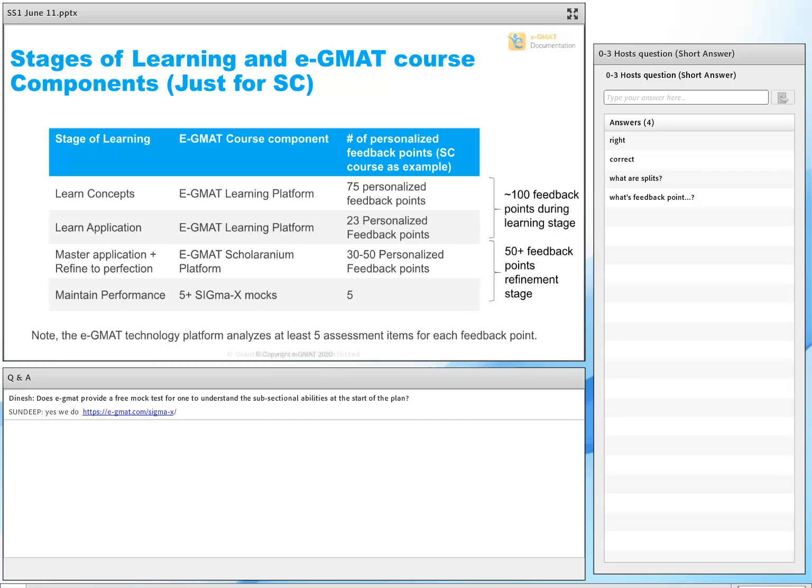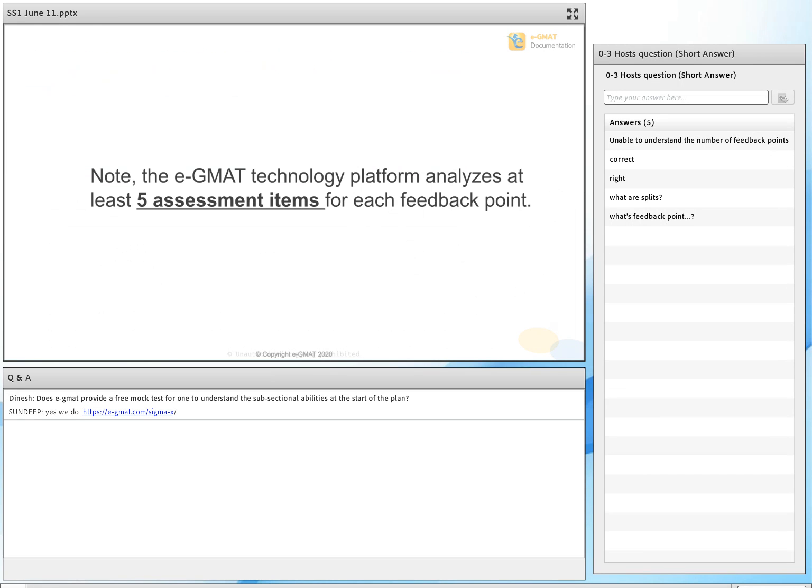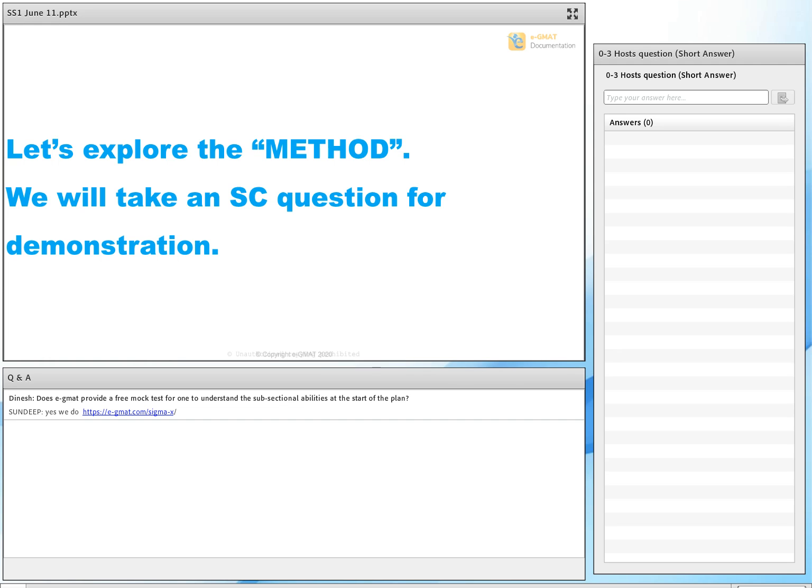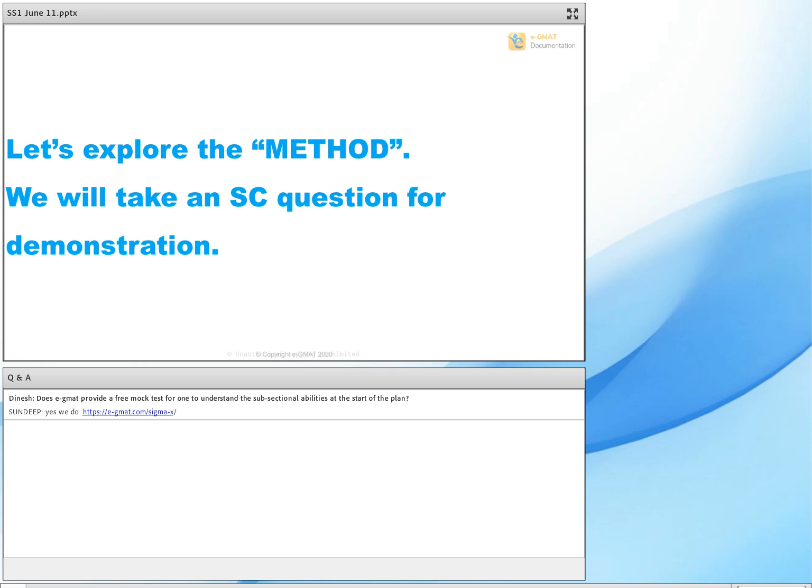This is something that I want to talk about later, but within eGMAT, when you're learning concepts and application, we give you about 100 points of feedback. Because you build that solid application, you need between 30 and 50 points of feedback while refining application. What are the feedback points? I've not talked about what that feedback point is, so we're going to discuss that after we solve a question. We're going to look at how a feedback point helps you improve. All right, so we're going to solve an SC question, and I want you to look at this SC question.